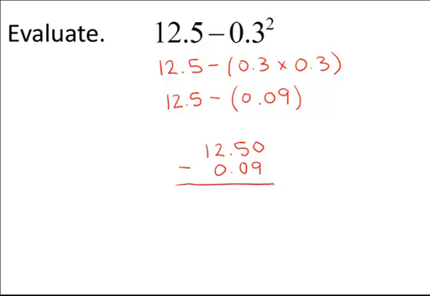Since I can't take 9 away from 0, I borrow from the 5, which becomes a 4, and makes the 0 a 10. 10 minus 9 is 1. 4 minus 0 is 4. 2 minus 0 is 2, and I bring down the 1 and put in my decimal point. The answer to this question is 12.41.